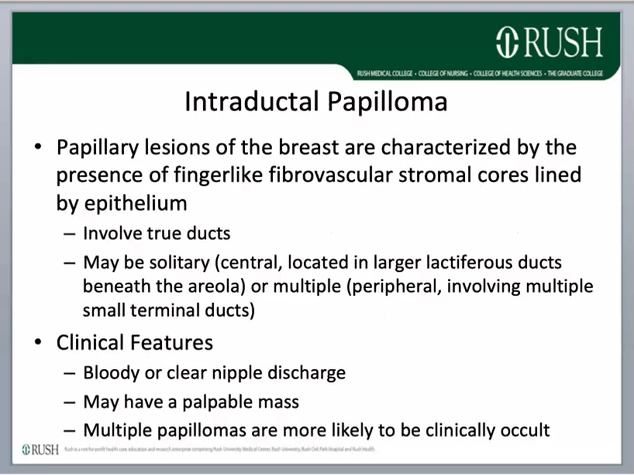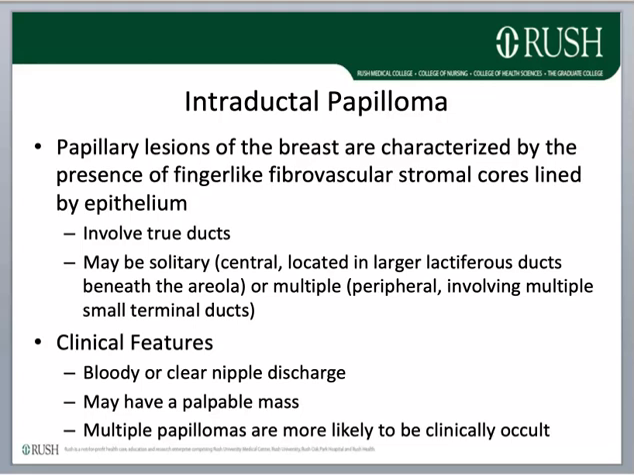Okay, let's talk about benign tumors of the breast. First is intraductal papilloma. Papillary lesions of the breast are characterized by the presence of finger-like fibrovascular stromal cores lined by epithelium, forming papillae. They involve true ducts, hence the name intraductal. Intraductal papillomas can be solitary or they can be multiple.